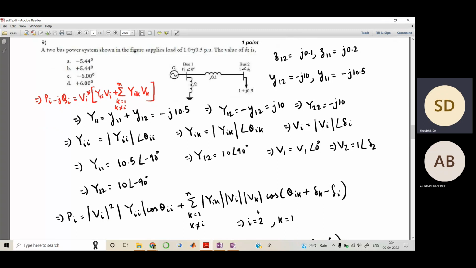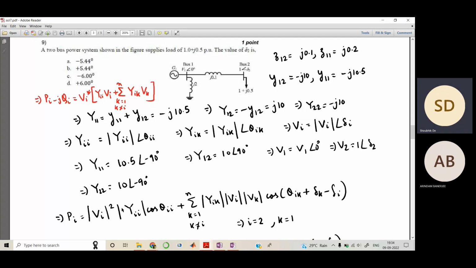For our case, i is 2, at bus 2, and k would be 1. You can clearly see that the formula states that in this summation k can vary from 1 to n, but it can't be equal to i. So n is 2 here, since this is a 2 bus system, and since i is 2, k can only assume a value of 1. It can't be 2.